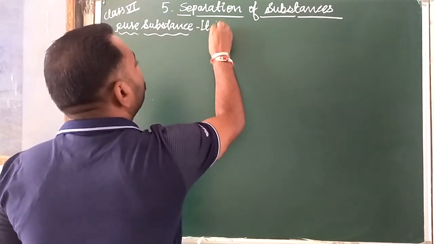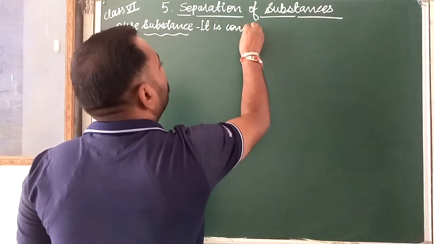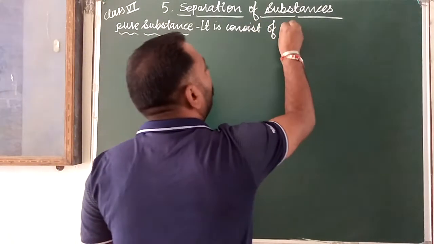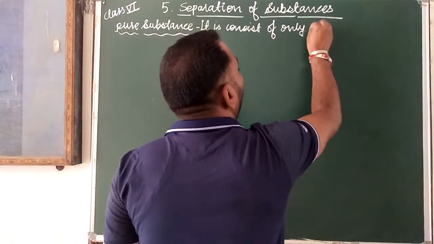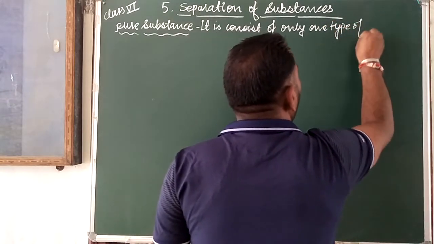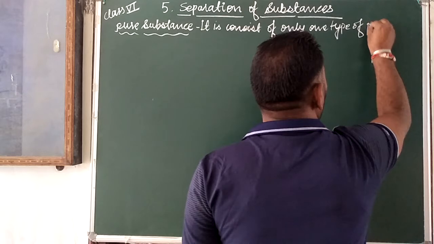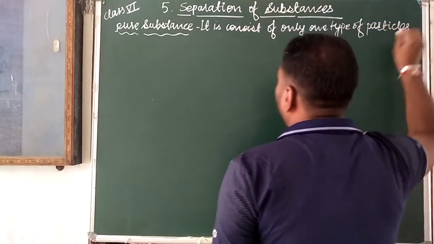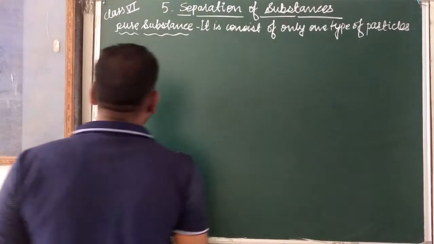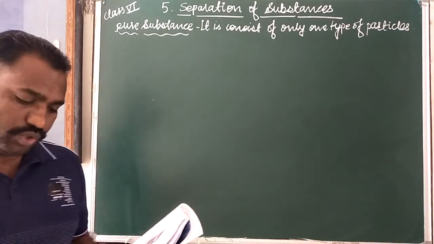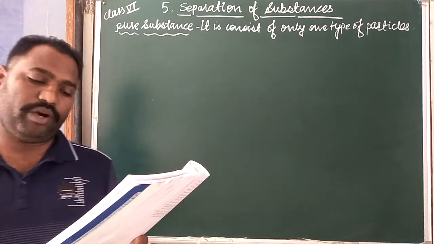It consists of only one type of particles. So they are known as pure substances. A pure substance consists of only one type of particle.